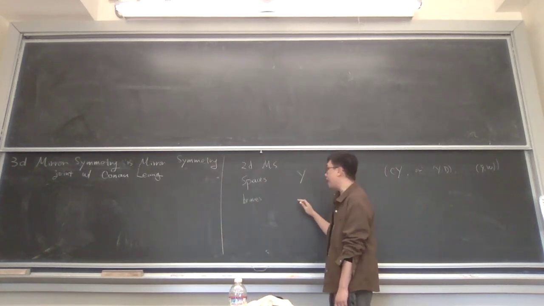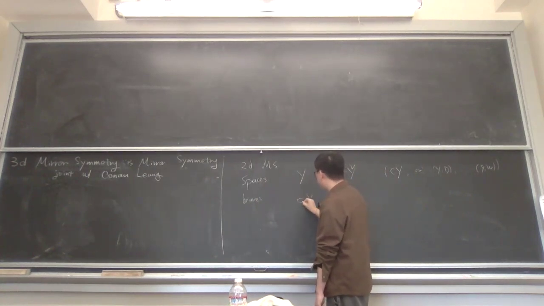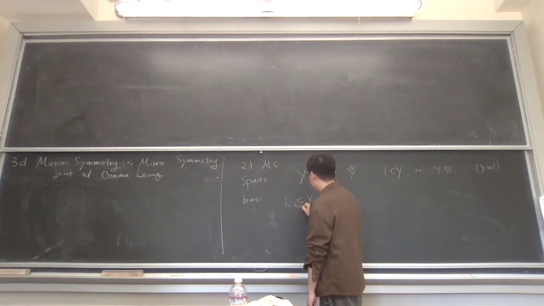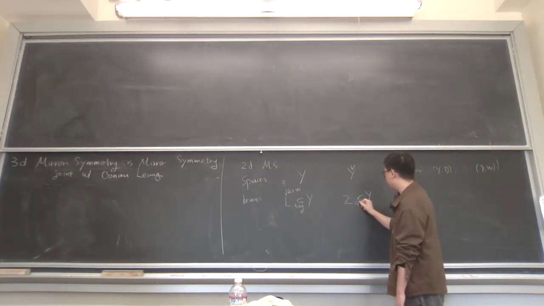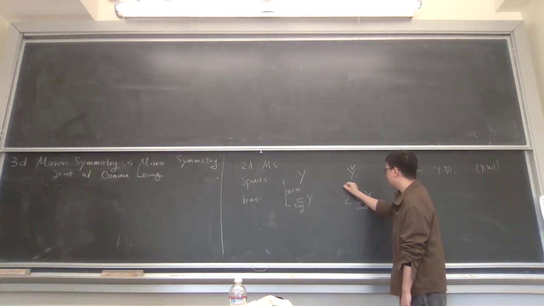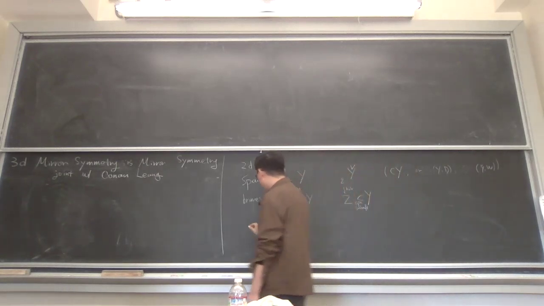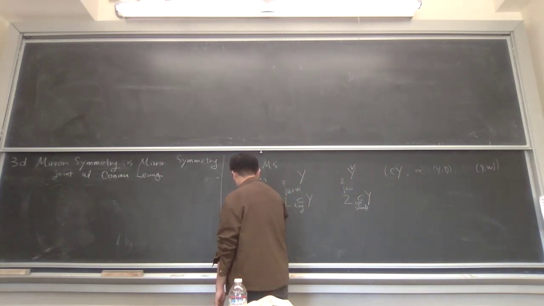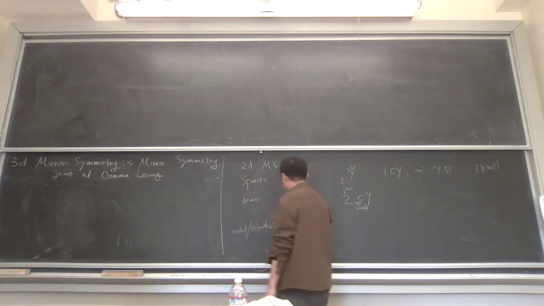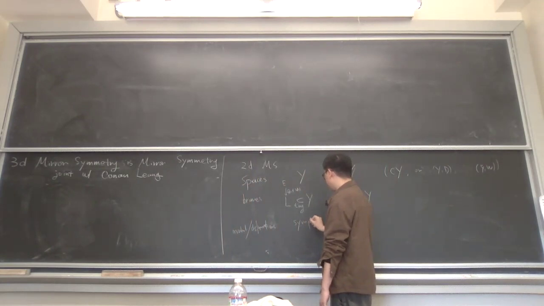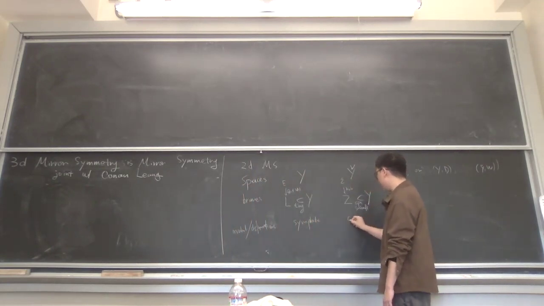So in 2D, there are A side and B side. Our brane in the A side will be a real Lagrangian, together with a flat U(1) local system. And the branes in the B side will be a compact submanifold together with some holomorphic vector bundle. And we also consider the moduli or the deformation of the spaces. So there are symplectic moduli or the complex moduli.